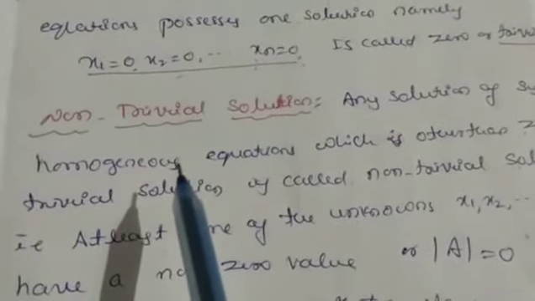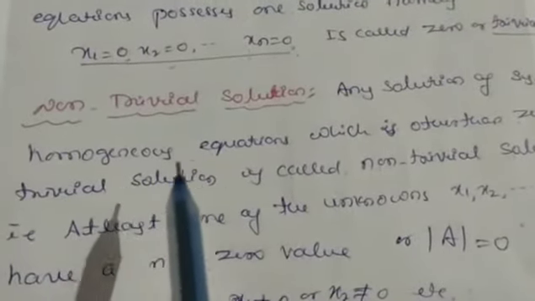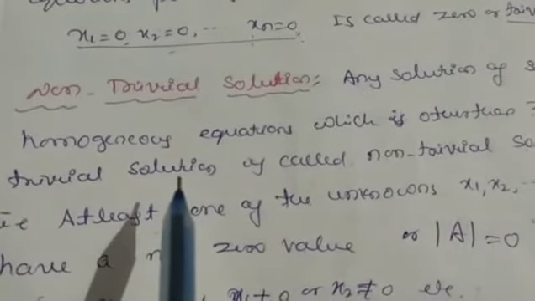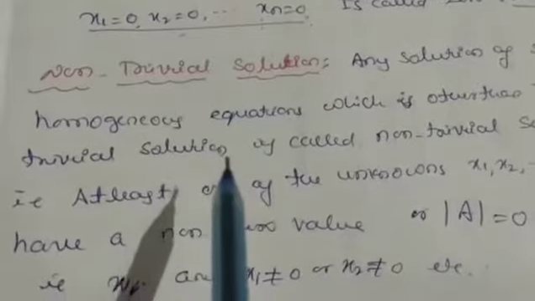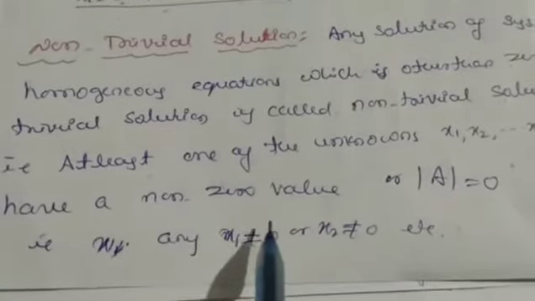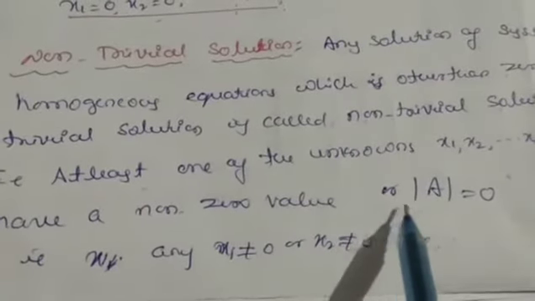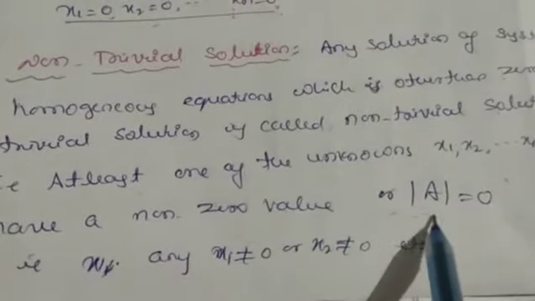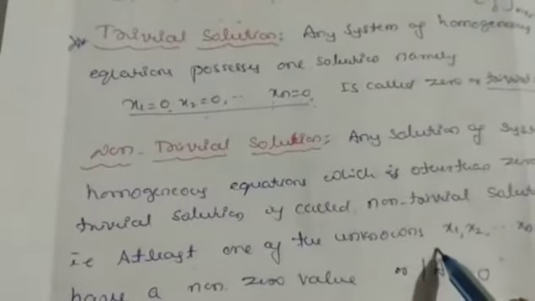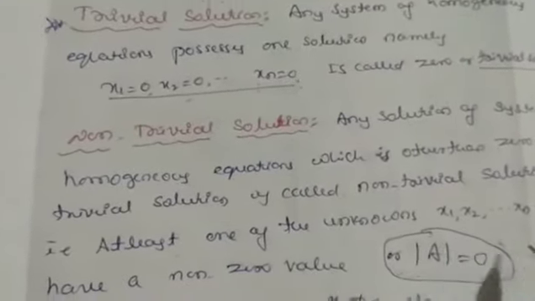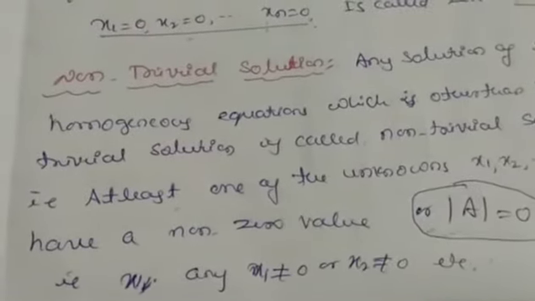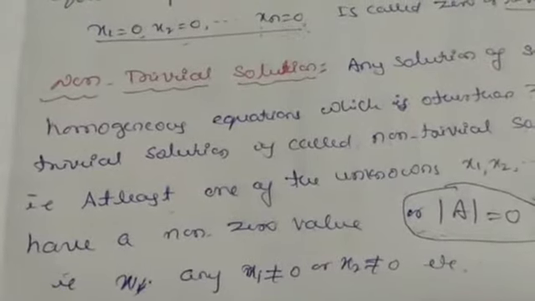Non-trivial solution means if any one value is not equal to 0. If all are not zero and even one value is non-zero, what do we call it? Non-trivial solution. So it can be 1, 0, 2, 0 like this. So if at least one is non-zero, then we can say it is a non-trivial solution. Or we can also have this one here. If for the given system of equations the determinant of A is equal to 0, then it has a non-trivial solution. So this point is very important. The system of equations possesses a non-trivial solution only when the determinant of A is equal to 0.